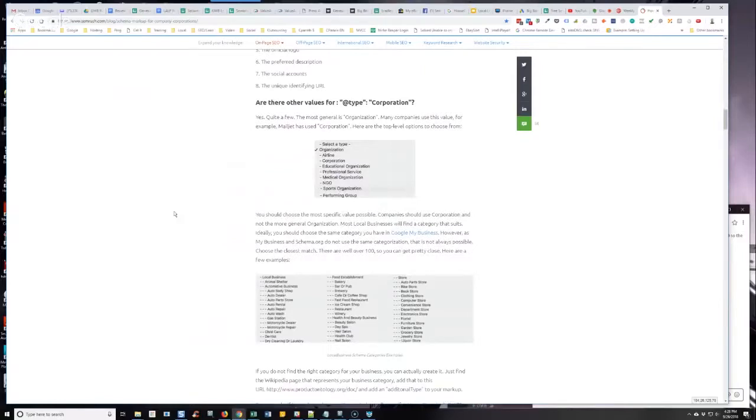But within the last, I don't know, 6 months, in fact, I did the local iframe loop training in Syndication Academy, which is about ad ID pages. And that was in February of this year. So I believe I came across this article in December or January. Anyways, when I came across this article, it says, are there other values for ad ID at type corporation?